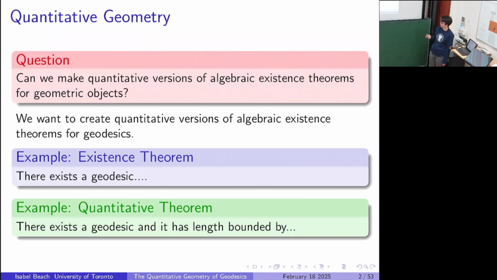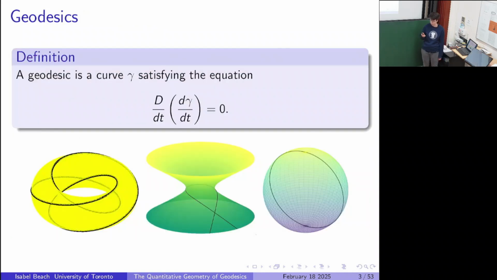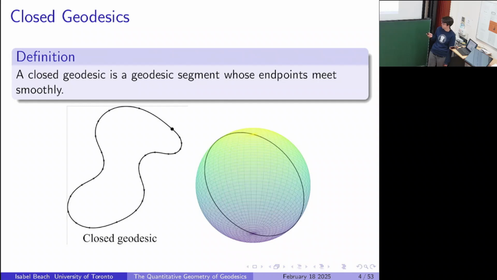We're going to be talking about several different kinds of geodesics as well. I'm sure you all are aware of this, but in case you're not, a geodesic is a curve that satisfies the geodesic equation. And of course, these are curves that have lots of interesting properties, as we'll see today. The first thing we're going to look at in particular are what are called closed geodesics. These are geodesic segments whose endpoints meet smoothly. So it's a closed curve, and you can parameterize it as a periodic function, so you can just keep going around and it's still a geodesic. Of course, the classic example is a great circle on a round sphere.